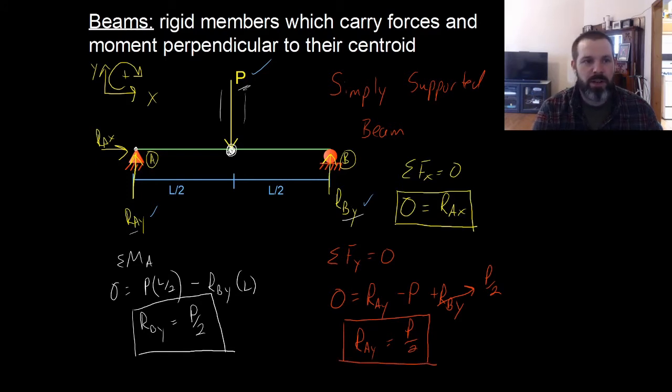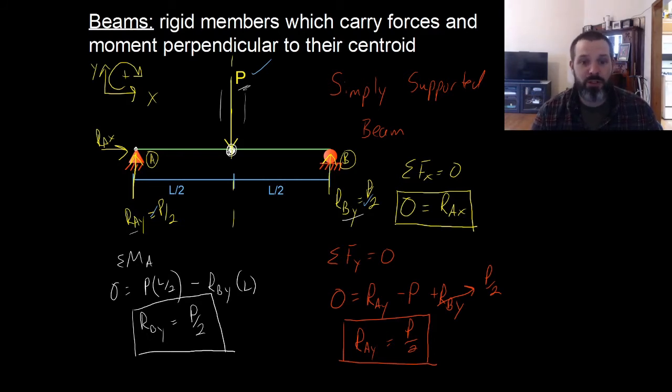Now, it's not a coincidence that we found that both RAY and RBY are equal to P over 2. There is a special property that a simply supported beam with a point load in the middle has, and it's called symmetry. It means that you can basically draw a line down where the point load is applied and fold the beam over on top of itself.